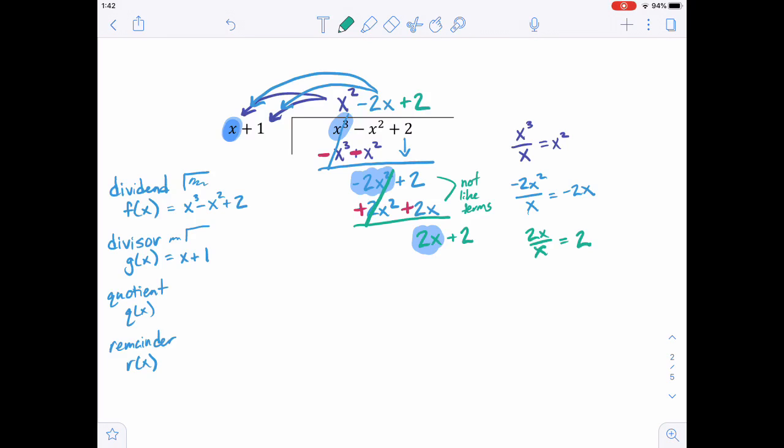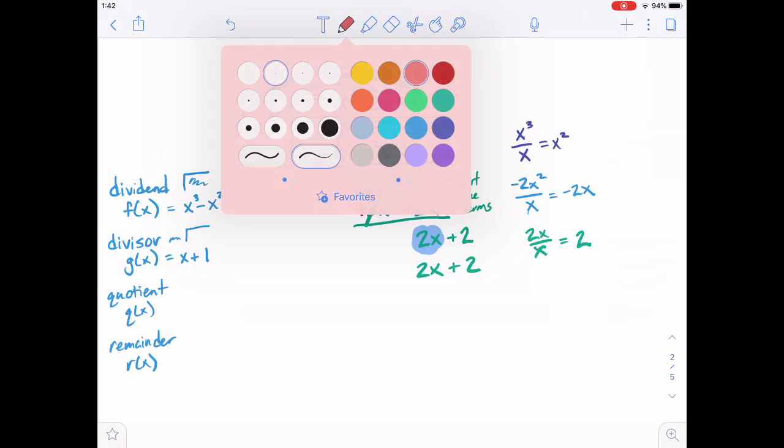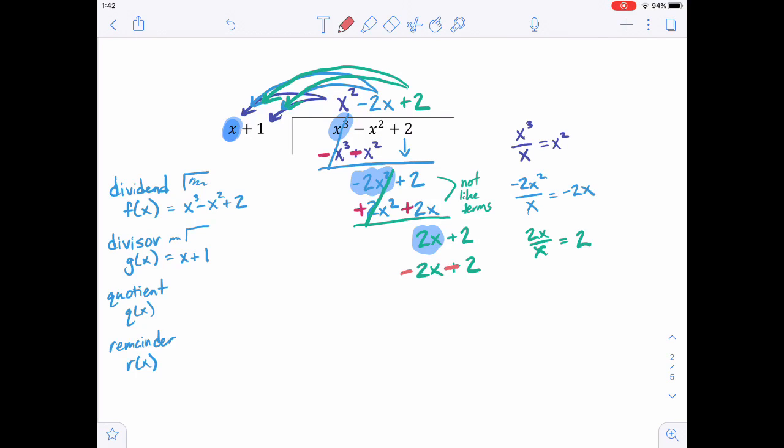So we're going to have a plus 2. Make sure you take the sign. That goes on top. Now we multiply by everybody on the outside. 2 times x is 2x. 2 times 1 is 2. Change the signs. Minus. Minus. Combine like terms. 2x minus 2x goes away. 2 minus 2 goes away. We have 0. There's nothing left. There's no remainder. So our remainder is 0. Our quotient is that top bit, x squared minus 2x plus 2.